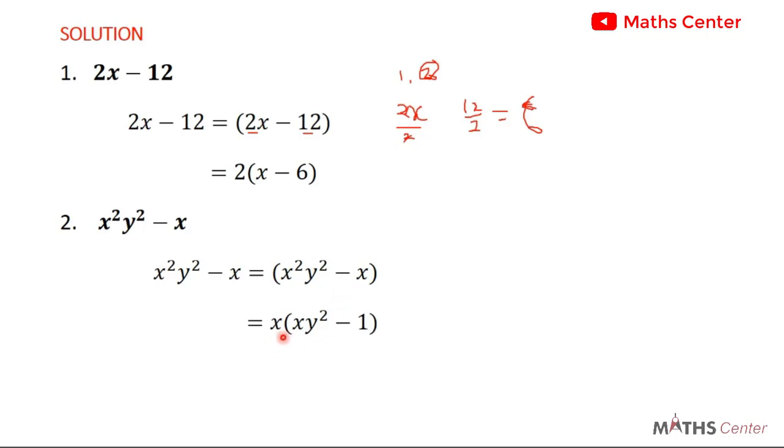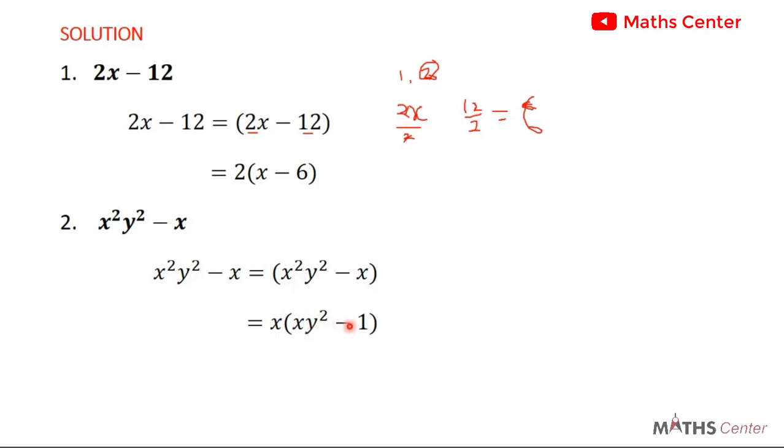So after you've picked x outside, what is next? The next thing that you have to do is to find a way of determining what is in the bracket. So the first term here, we know that what used to be here was x squared y squared. Now x is a common factor, so we are going to divide x squared y squared by x. You know that if you divide x squared y squared by x, you are going to get xy squared.